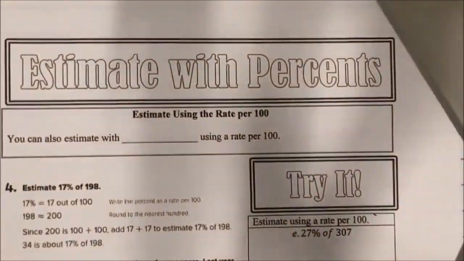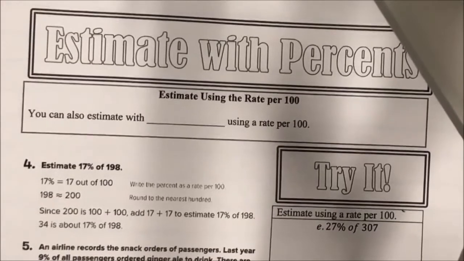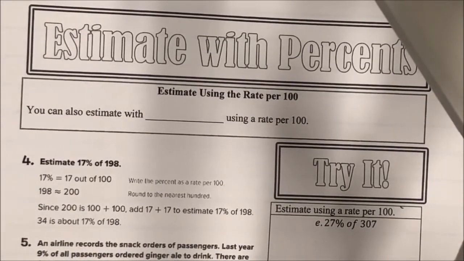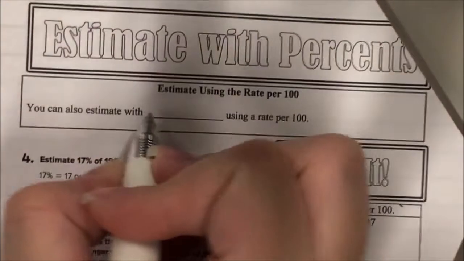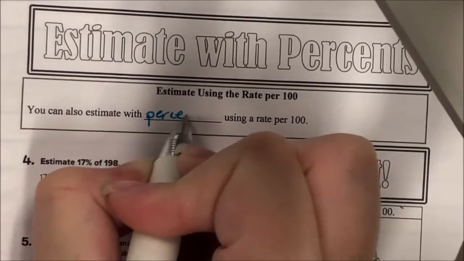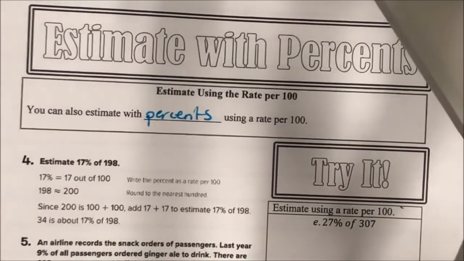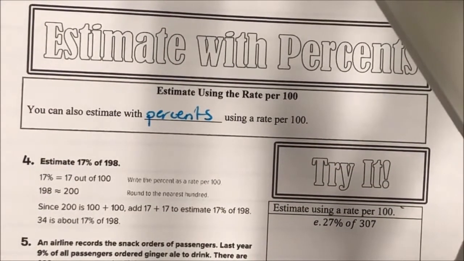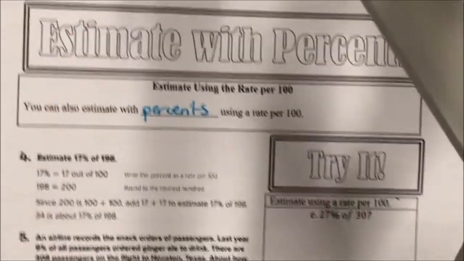All right, on page 37 is our second portion of estimating with percents. So at the top of the page, it says estimate using the rate per 100. You can also estimate with percents using a rate per 100. Per means to divide. Okay? So let's look at some examples.